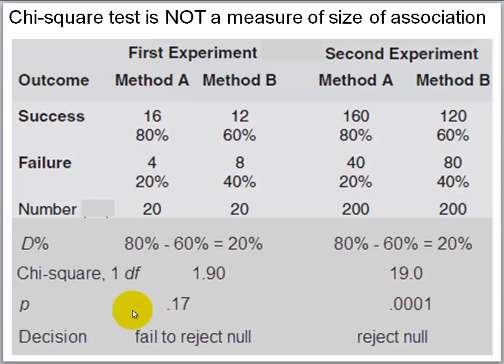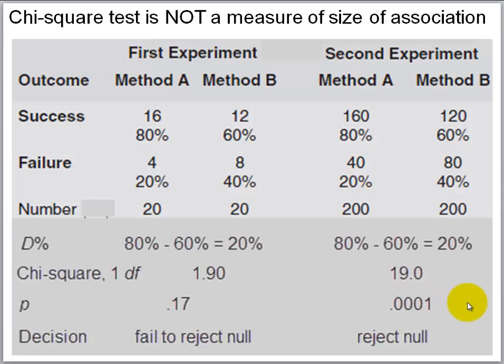So the probability that the difference in percentages is due to chance alone in our first experiment is 0.17. The probability that it is due to chance alone in our second experiment is 0.0001. So why do these probabilities differ? Size of association was identical in the two studies. And so this ties in with the sample size and sampling error.